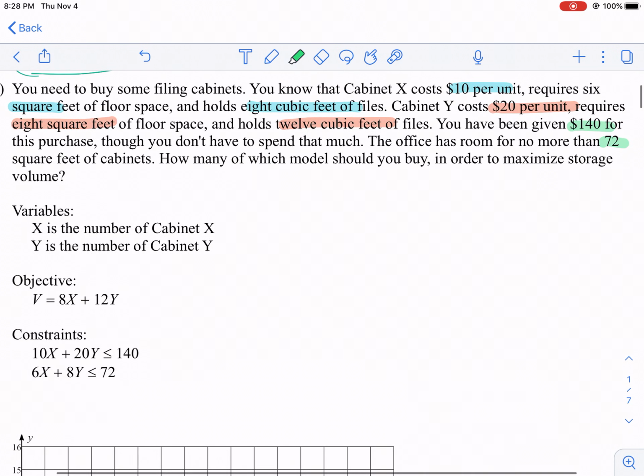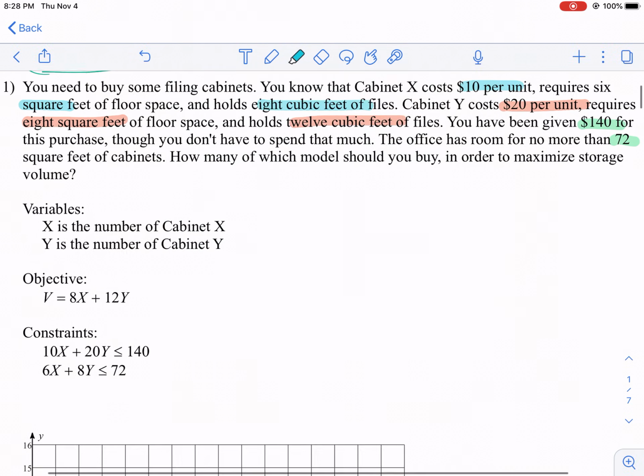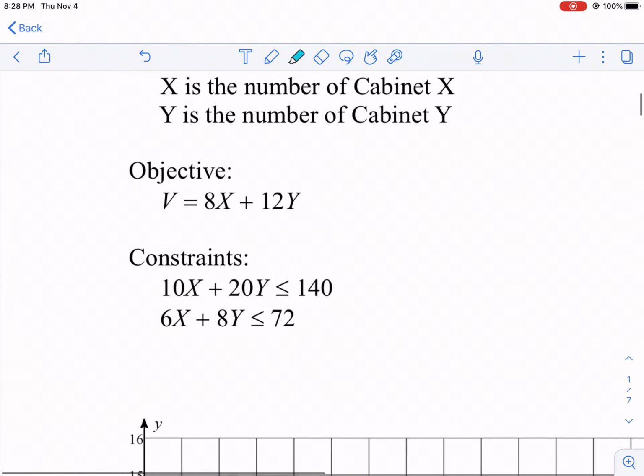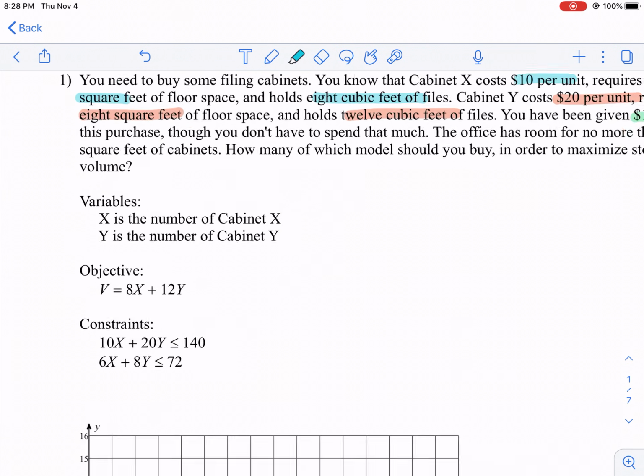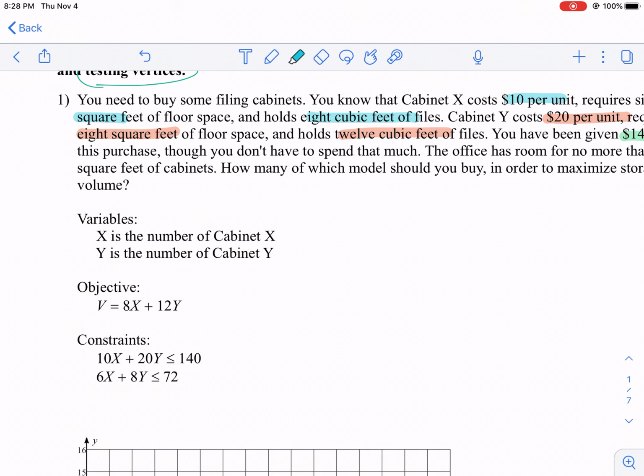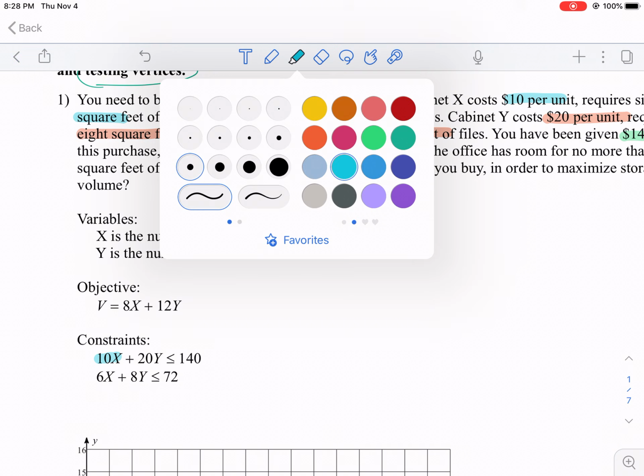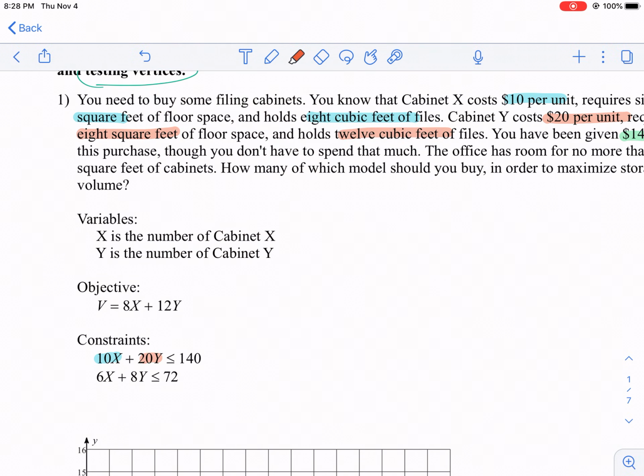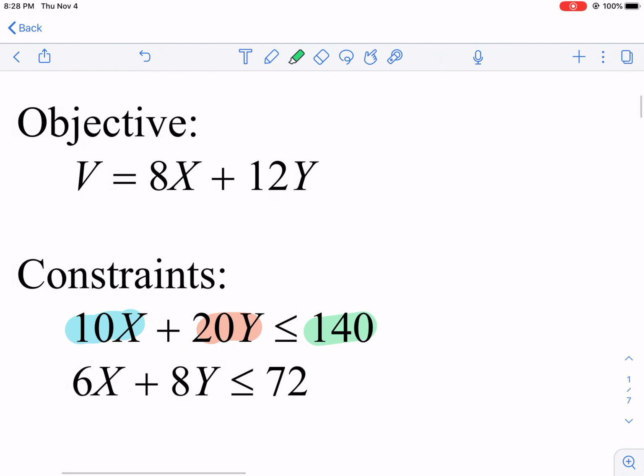Okay, a couple things. You'll notice that I specifically chose blue. Where do these equations come from? If you wanted to come up with the constraints yourselves, you could do that, but I'm glad they just give you the equation. So here we have 10x. That's where this comes from. That's $10 per unit. And then this is $20 per unit. And it has to be less than $140. That's one of the constraints. So the amount of money that you spend on cabinet X and cabinet Y needs to be less than $140.